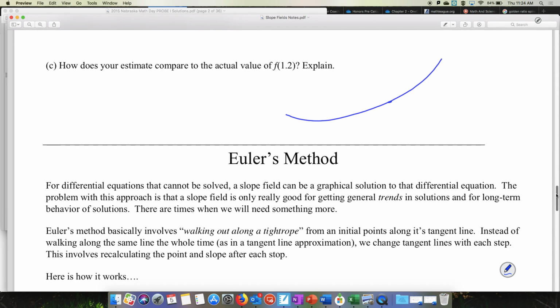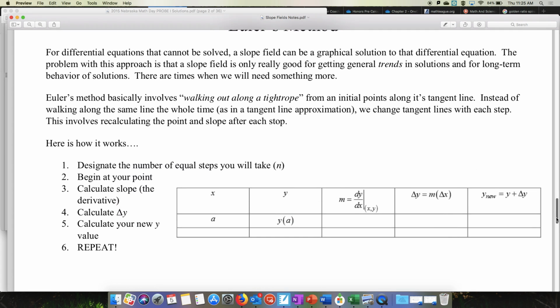Okay? So here we're super zoomed in. I move along this tangent line and then at this point I make a new tangent line. And then at this point I make a new tangent line. It might not be tangent to the curve, but it's using the slope from where we are. So, in order to do that, we're going to start out with a coordinate, and we're going to figure out what its slope is. Derivative, right?